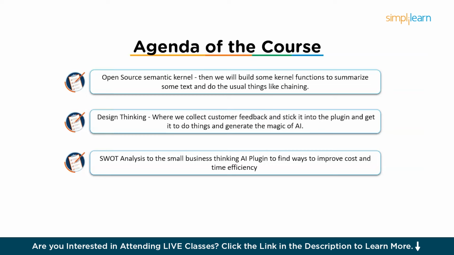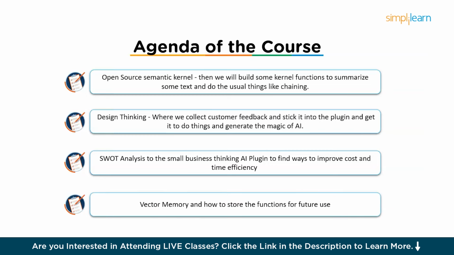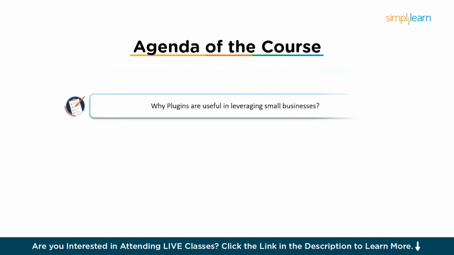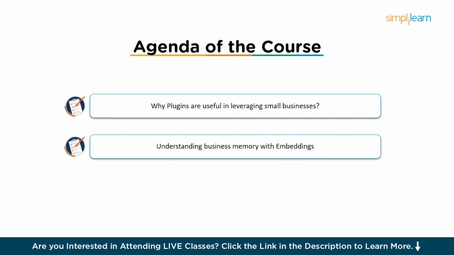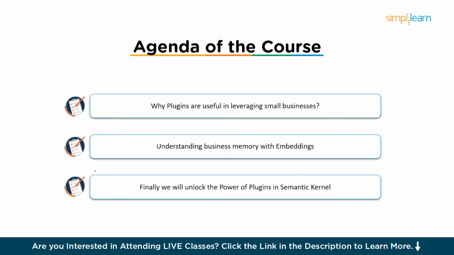Then moving forward, we will understand the vector memory and how to store the functions for future use. Now moving on, we will understand why plugins are useful in leveraging the small businesses. Then we will understand the business memory with embeddings. And lastly, but not the least, we will understand how to unlock the power of plugins in Semantic Kernel. By the end of this course, you will not only understand how AI can enhance business operations, but also how to implement it practically using the Semantic Kernel plugins.